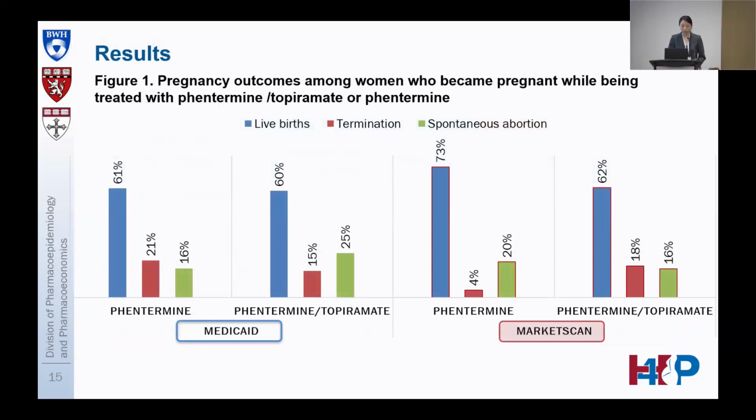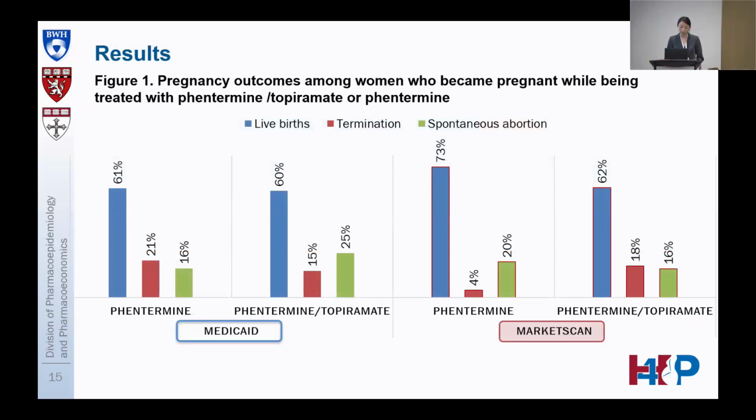We were also curious about, among the patients who become pregnant, what kind of pregnancy outcomes we are actually observing using the two databases. So we looked into both occurrence of live births and also non-live births, including termination and spontaneous abortion.